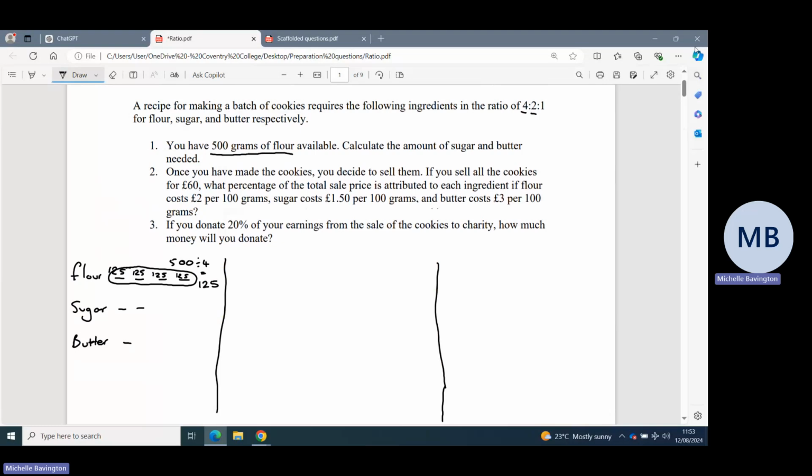So these must be the same. 125, 125, and this is 125. So my sugar equals 250 grams I need. And my butter equals 125 grams I need. So that's answered.